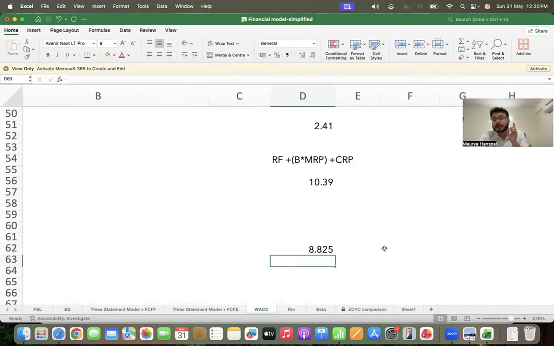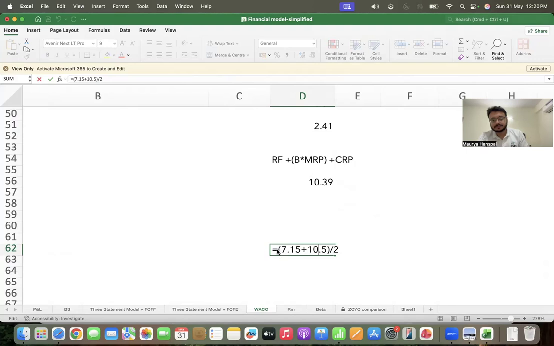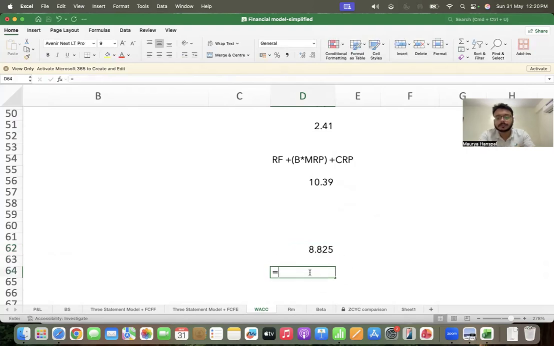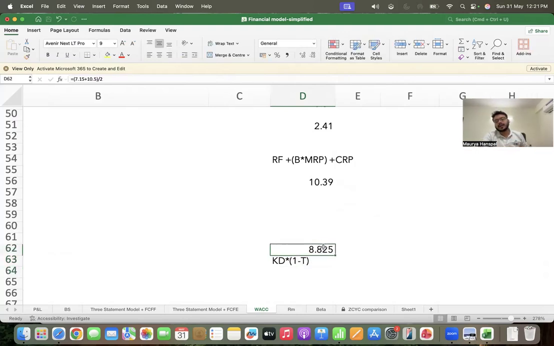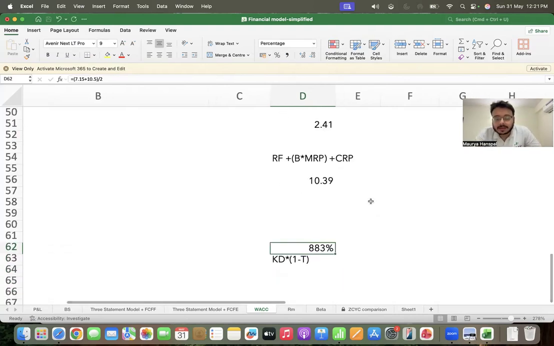So 8.8 into 1 minus tax, right? This 8.8, corporate tax is usually 25%, into 1 minus the tax rate. Or simply, just to make you understand, Kd into 1 minus tax rate, which makes 8.825 into 1 minus 25%. That will give you the cost of debt. So again, that is something which can be done.